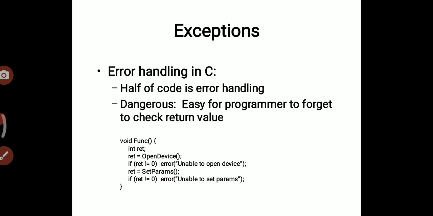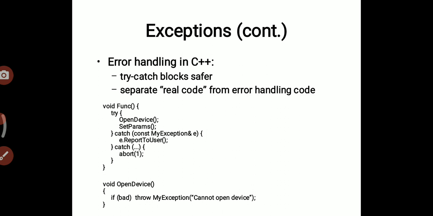Next topic, error handling in C++. Half the code is error handling. It is dangerous, easy for the programmer to forget to check the return value. Exception is constant. Error handling in a try-catch block is safer and separates real code from error handling.